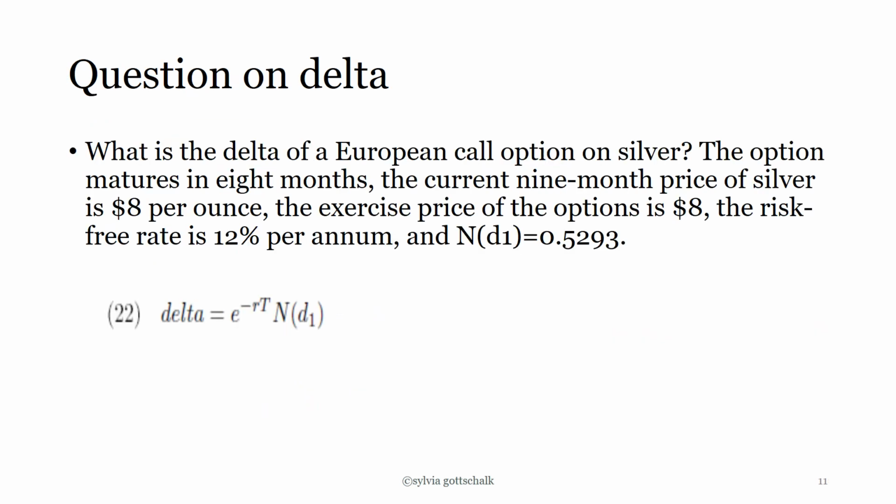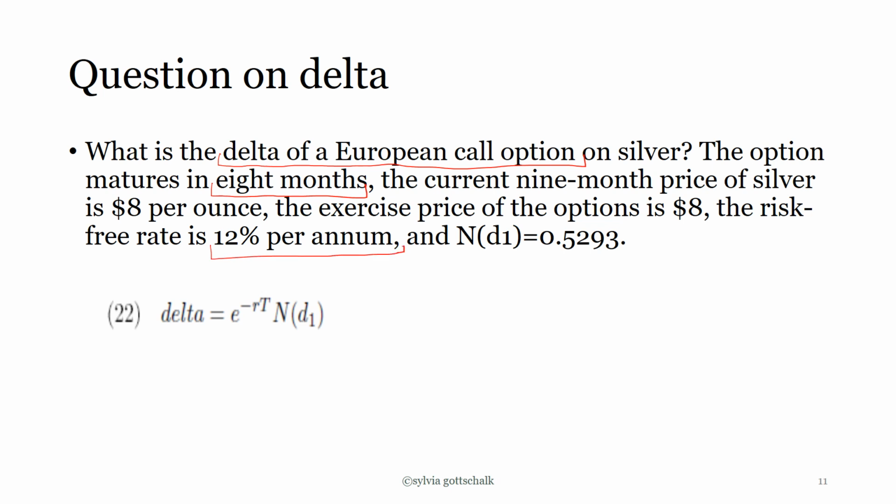Question on delta is very, very easy. So you have it written here, and it's very simple. What is the delta of a European call option on silver? You have a lot of other stuff here that is essentially confusing, because it's completely unnecessary. The only thing you need to know is that the option matures in 8 months and the risk-free rate is 12%.